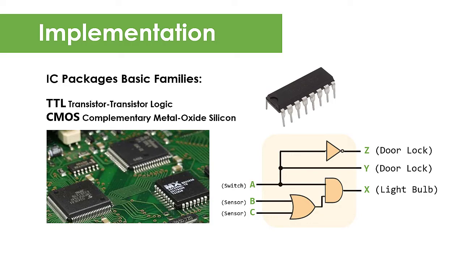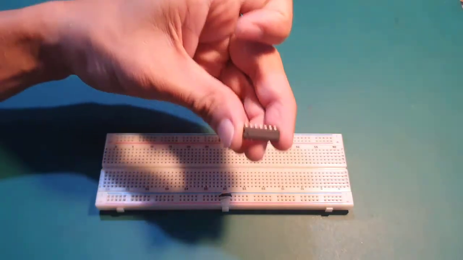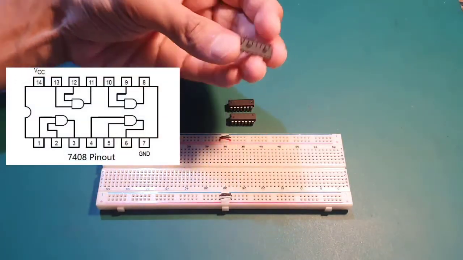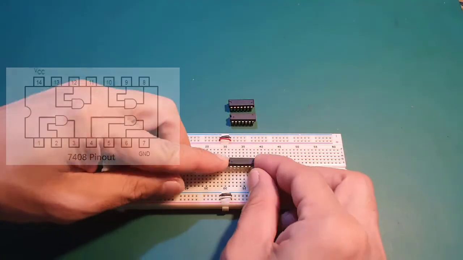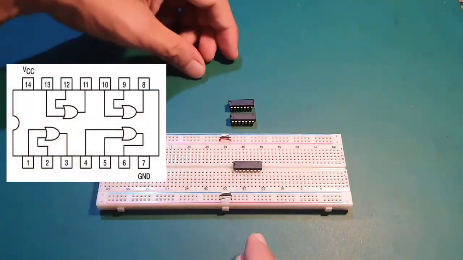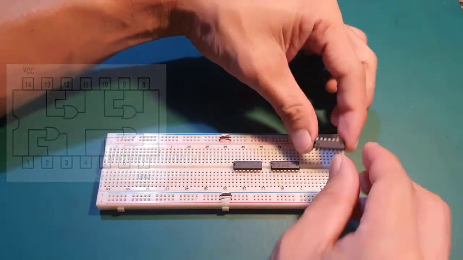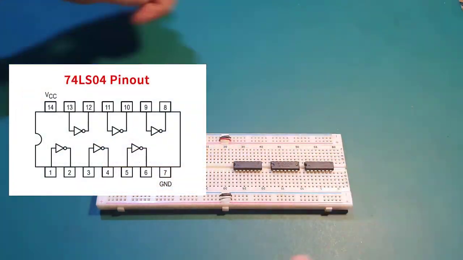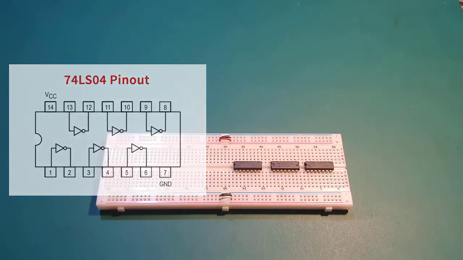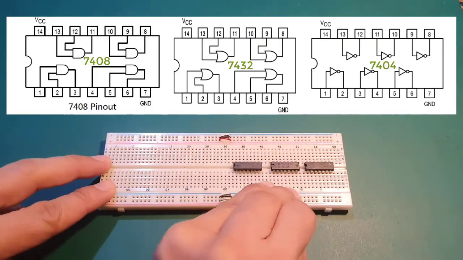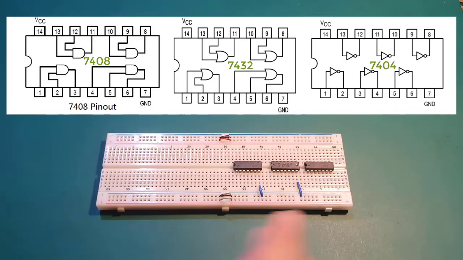For this circuit implementation, I'll be using the 74 series of these TTL ICs. The 7408 consists of 4 logic AND gates. The 7432 consists of 4 logical OR gates. And the 7404 consists of 6 logical NOT gates. Each gate can be used independently of one another, without any order of priority on which one to use first.